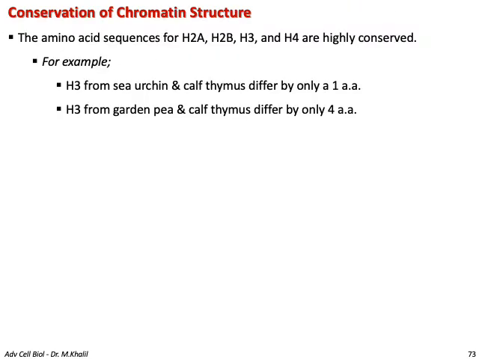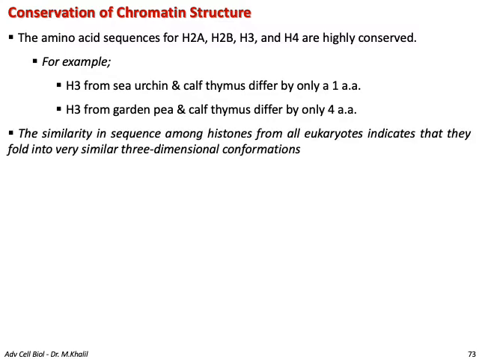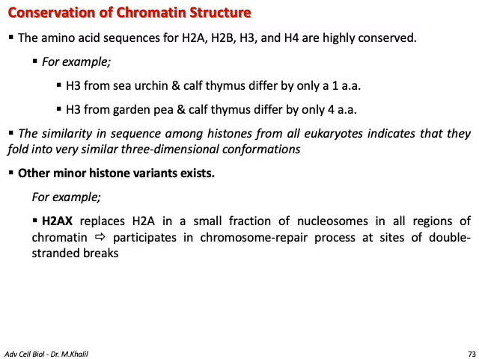What is the conservation of chromatin structure? The amino acid sequence of the histones is highly conserved. For example, histone 3 of the sea urchin and calf thymus differ by only one amino acid, while histone 3 of the garden pea and calf thymus differ by only 4 amino acids. The similarity in sequence among histones from all eukaryotes indicates that they fold into very similar three-dimensional conformations.